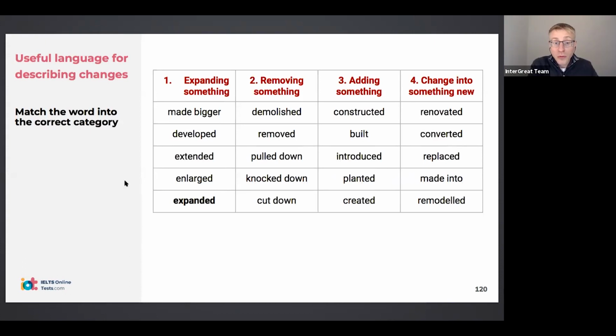Related question here from Nicole, who's saying, if the map shows changes from the past to another point in the past, can we only use past simple? Say it's a 2001 map, and then another map's 2010. What kind of tenses could you use there? In that case, you would use past simple. I'm just thinking you could possibly use past perfect. I don't think you could use past perfect there, could you? I think you probably could.